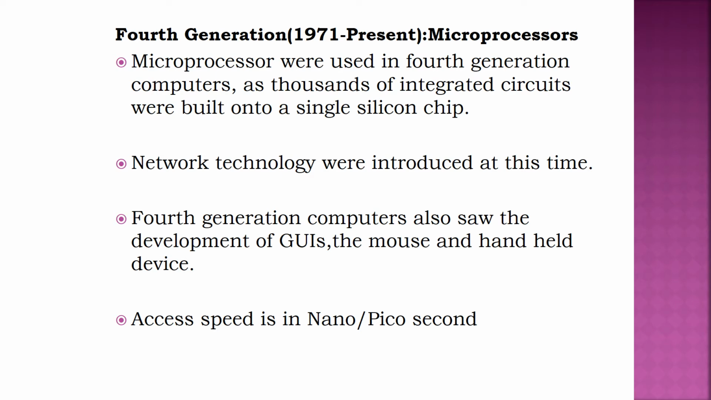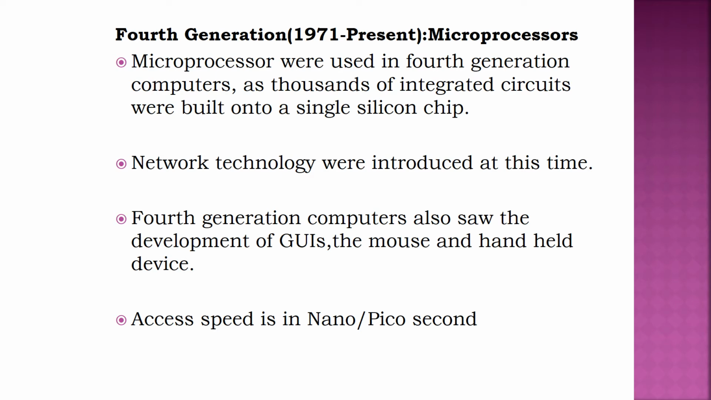Accessing speed has also changed from nano to picoseconds. Let us see the key points of the fourth generation again. A microprocessor was used in the fourth generation computer, as thousands of integrated circuits were built onto a single silicon chip. Network technology was introduced at this time. The fourth generation computer also saw the development of GUI. Accessing speed is in nano or picoseconds. These are the different key points of the fourth generation.